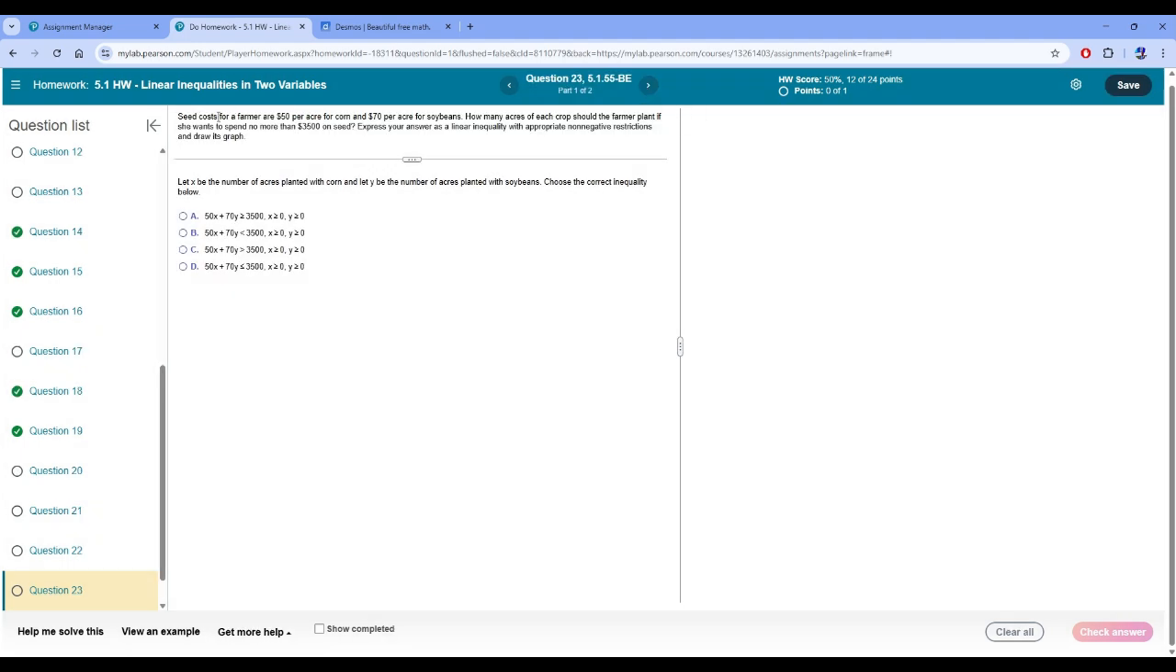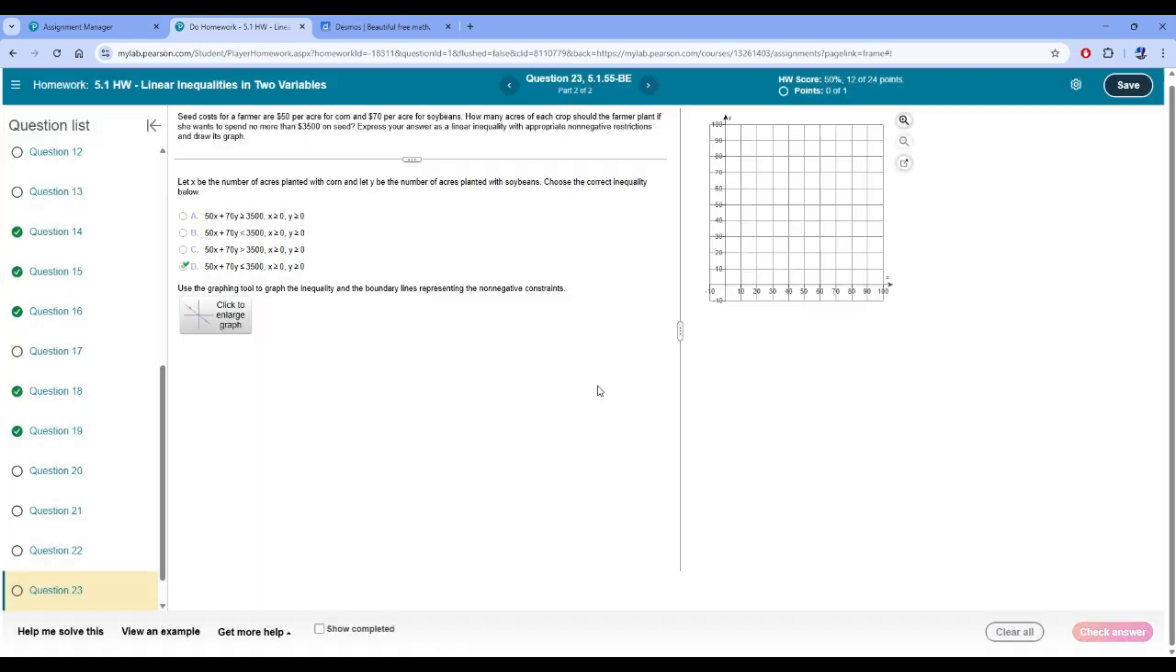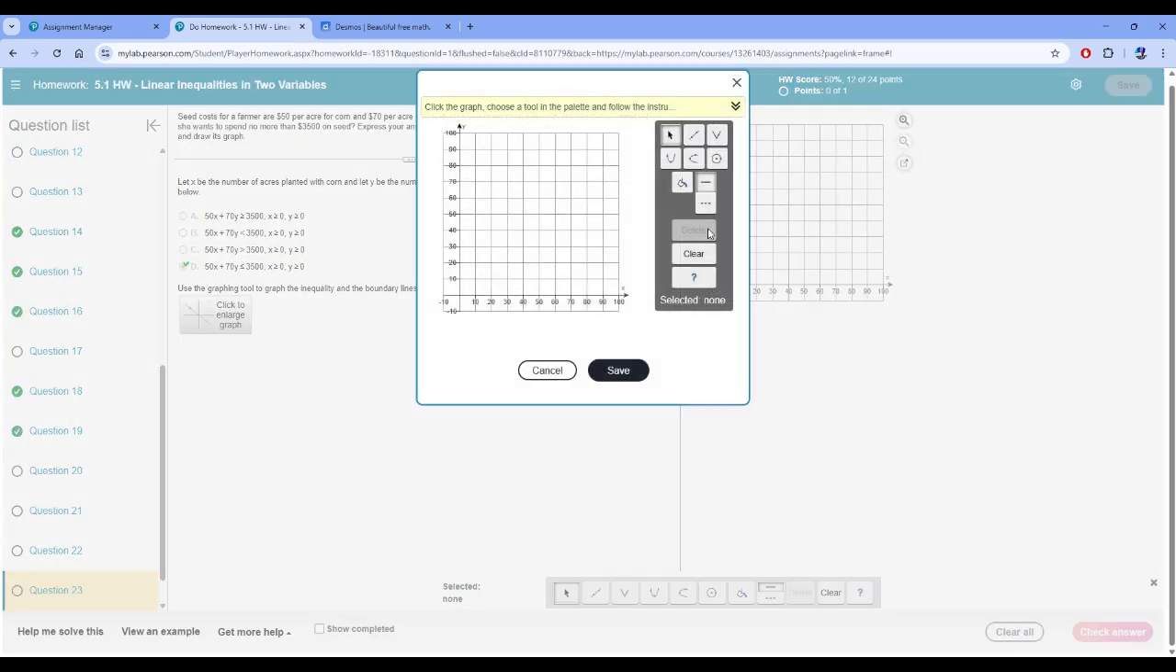So seed cost for a farmer are $50 per acre for corn and $70 per acre of soybeans. How many acres of each crop would you get? 3,500. All right. So what is x? x be the number of corn, so it's 50x plus 70y has to be less than or equal to 3,500, and it could be equal to because you could spend up to $3,500.